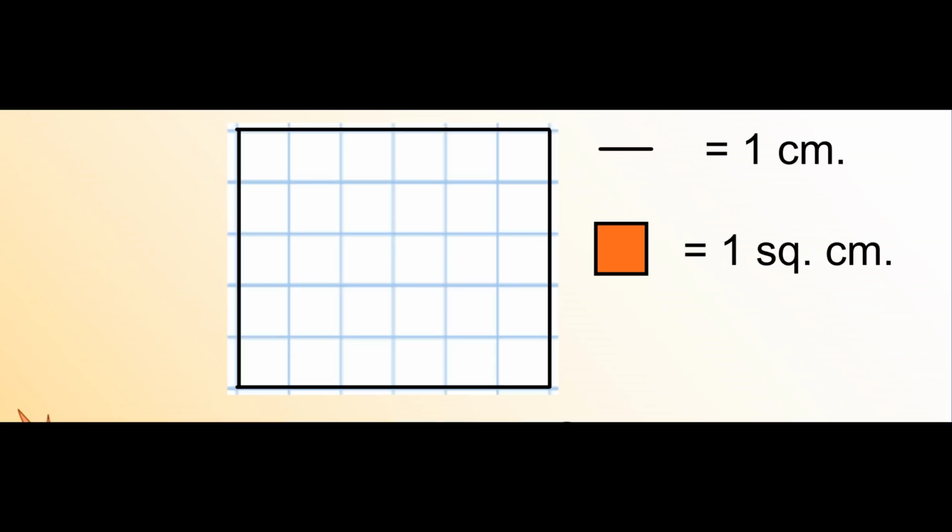Here I have a rectangle on centimeter grid paper. So I know that each of these squares measures 1 square centimeter. And since I'm on centimeter grid paper, I also know that the side measurement of each of my squares is 1 centimeter.